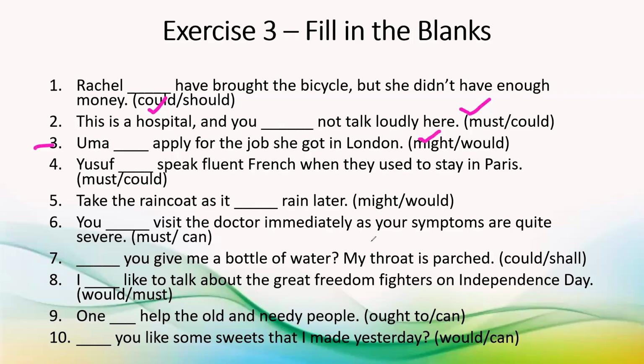Could. Anybody could answer. Yes. Okay, correct. Next one. Take the raincoat as it dash rain. Might. Learn from Sanskriti. Correct, it might rain. There is no certainty.